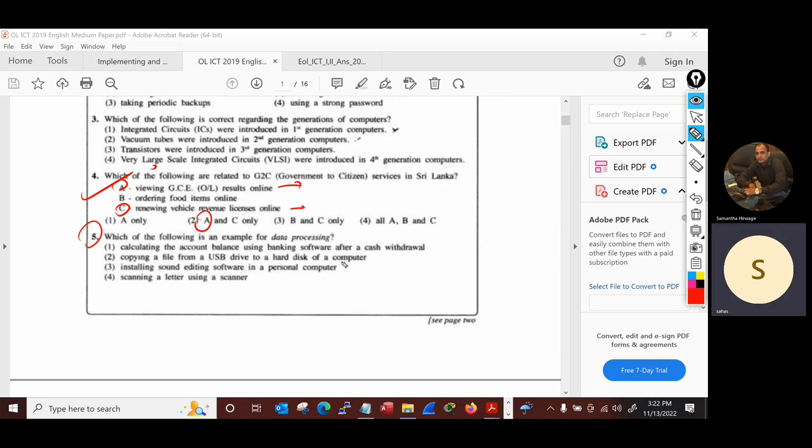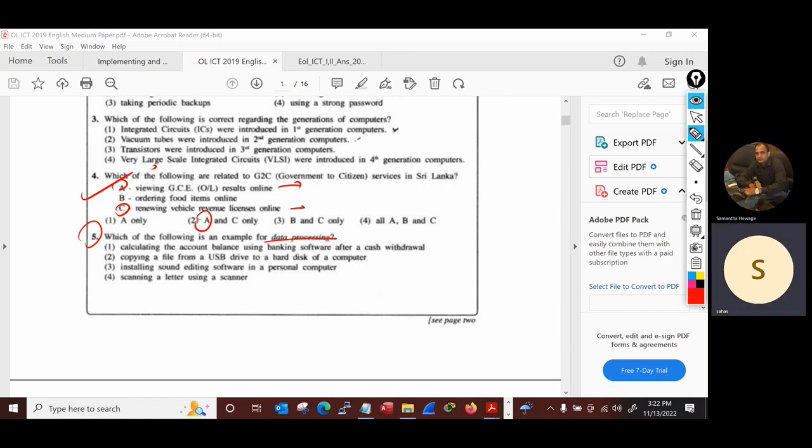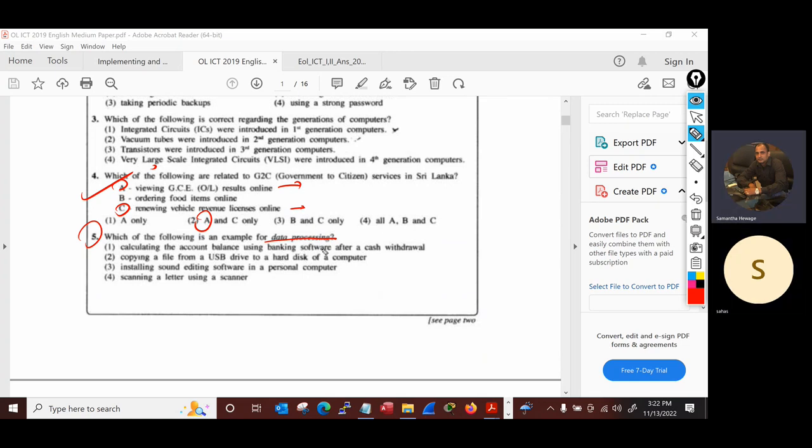First one, sir. Calculating the account balance using banking software after the cash withdrawal. Right? Data processing. Data should be processed. Calculating the account balance using banking software after the cash withdrawal. Copying the file from the USB drive to the hard drive.